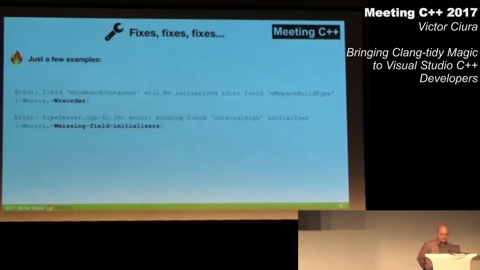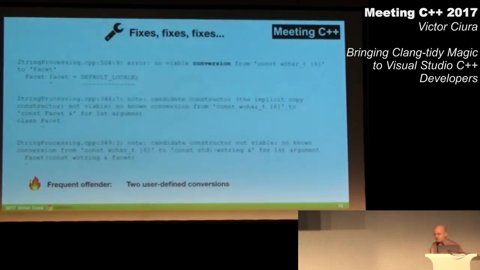Just a bit of a flavor. Lots of member initializer lists that didn't match the member declarations within the class definition. This is a big one that we had to automate and fix. A frequent offender, two user-defined conversions that Visual Studio happily applies.